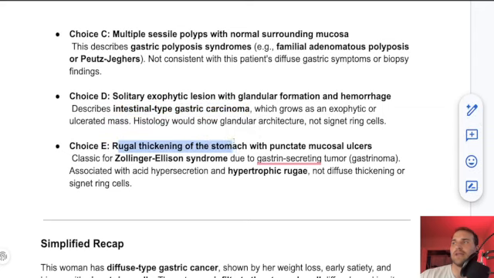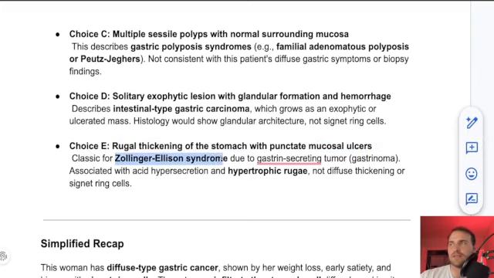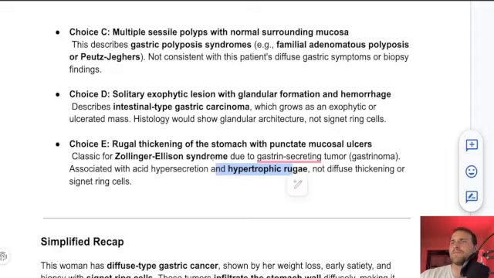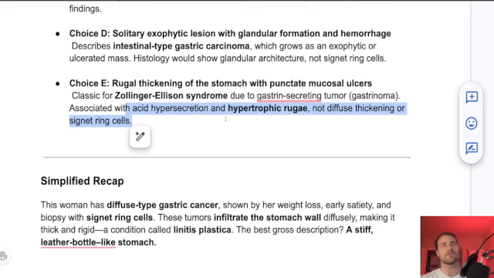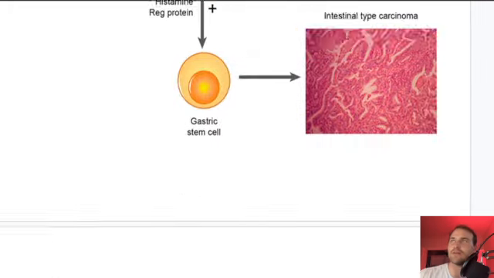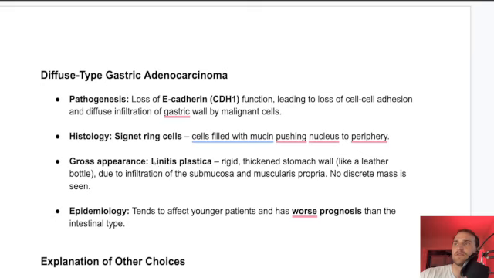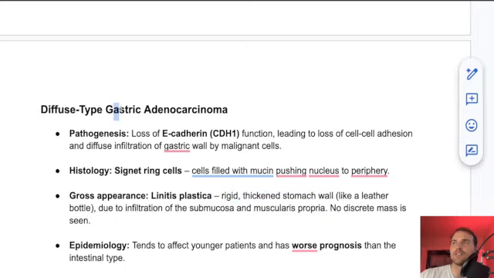And rugal thickening of the stomach and punctate mucosal ulcers would be Zollinger-Ellison with the gastrinomas, and the hypertrophic rugae. So it wouldn't be the signet ring cells. So that's this super important pathognomonic stuff: signet ring, leather bottle, for the symptoms that you see with the gross appearance of the rigid, thickened stomach wall. And that would be diffuse gastric adenocarcinoma, not the intestinal type.